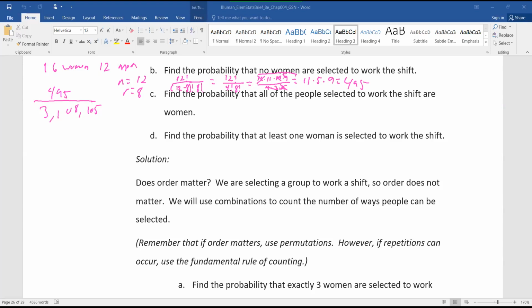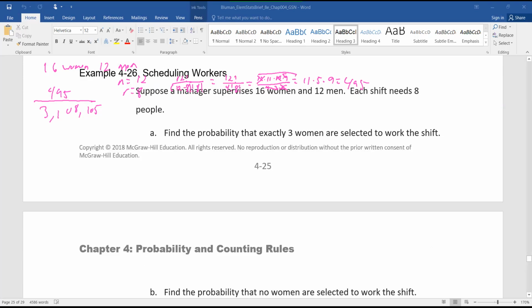I don't know. 495 divided by 3,108,105. Yep, so this would be, I need that back. So this would be equal to 1.23159 times 10 to some power.